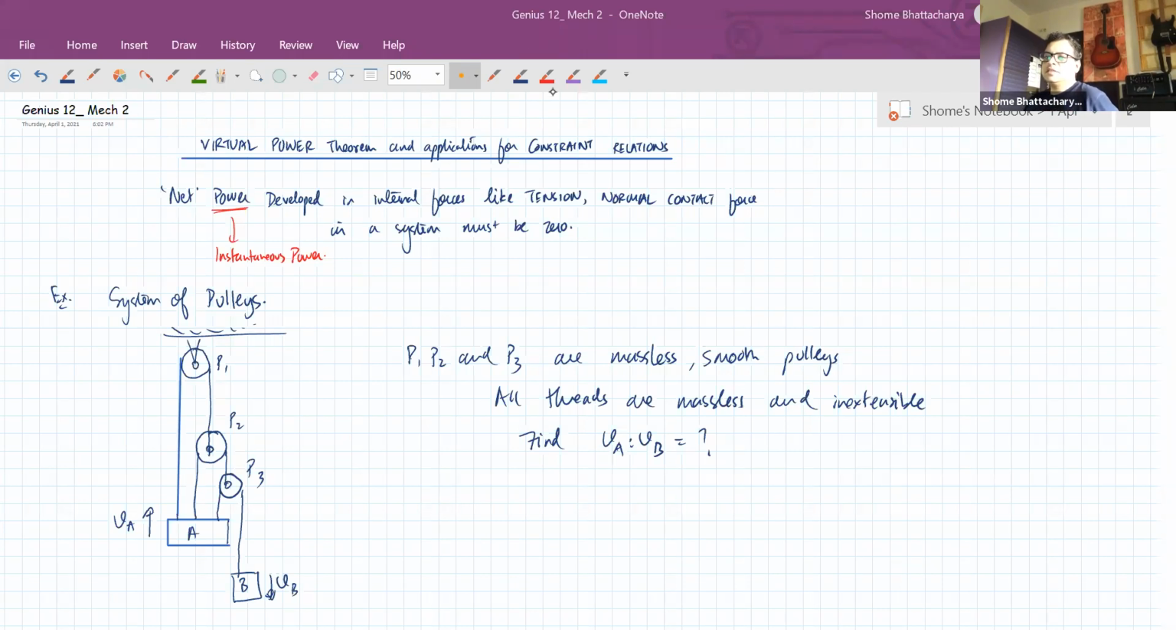So this is a typical system where instead of applying the conservation of thread length or the concept of approach and separation velocity, which would basically involve conservation of thread length, we preferably apply the concept of virtual power. So let's understand the application of that.